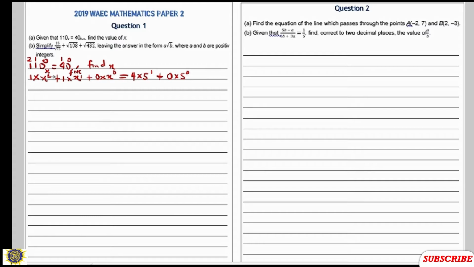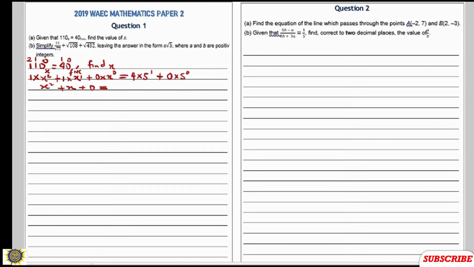Now let's fix this. 1 times x squared is x squared, plus 1 times x raised to power 1. Note that x raised to power 1 is x, so 1 times x is x. Plus 0: x raised to power 0 is 1, and 0 times 1 is 0.